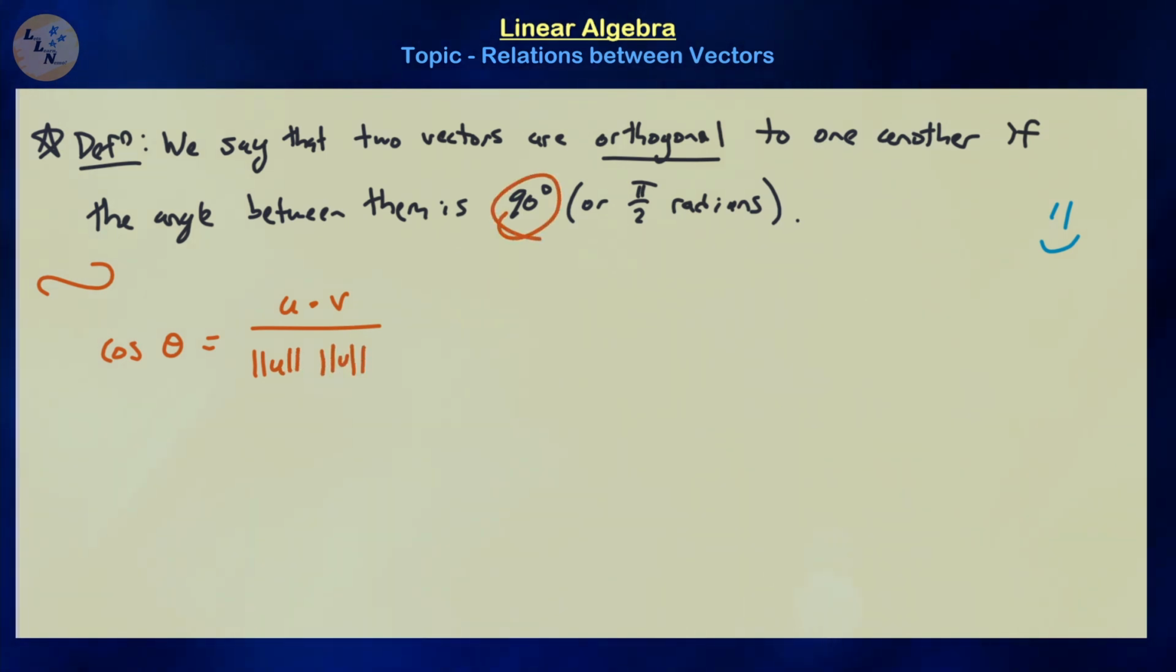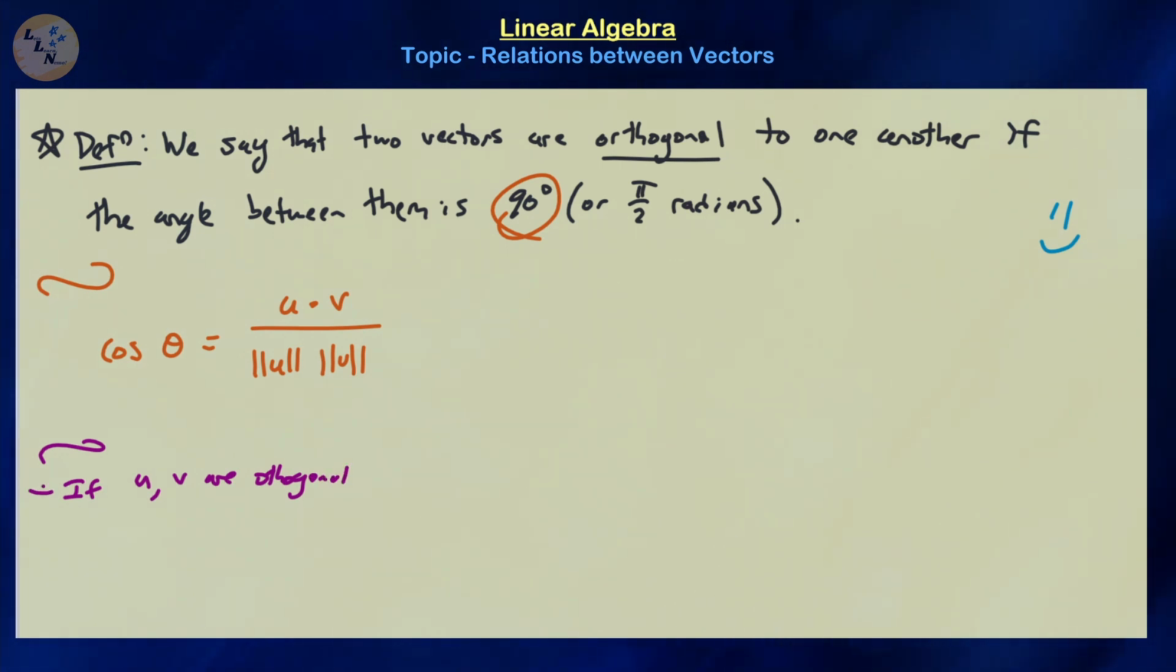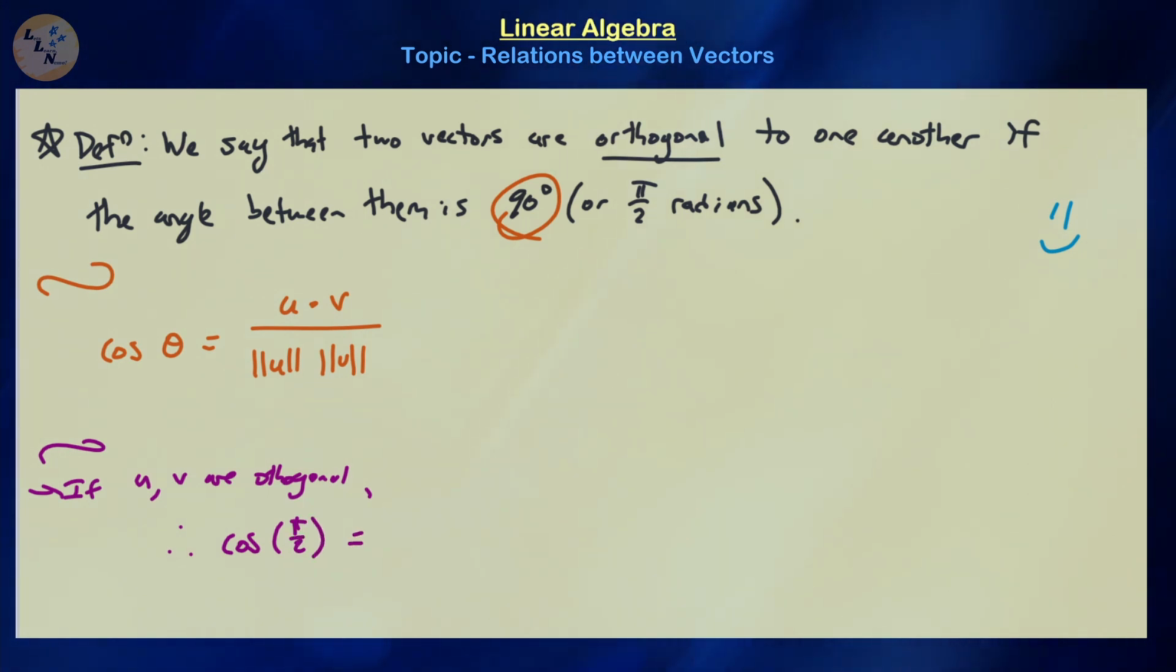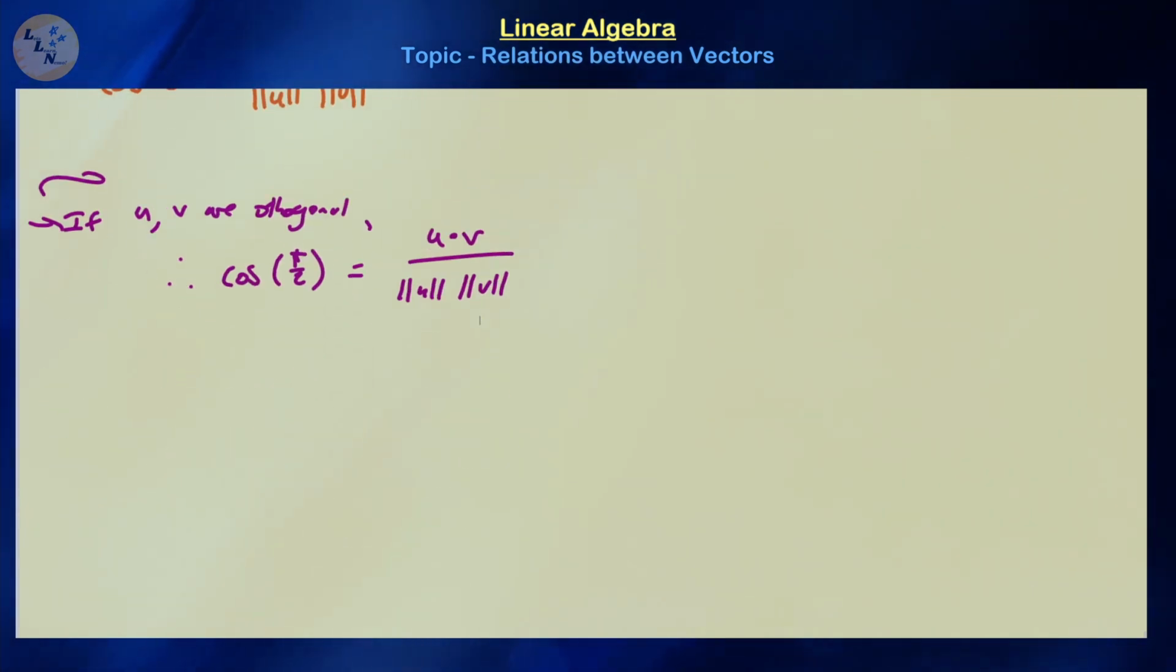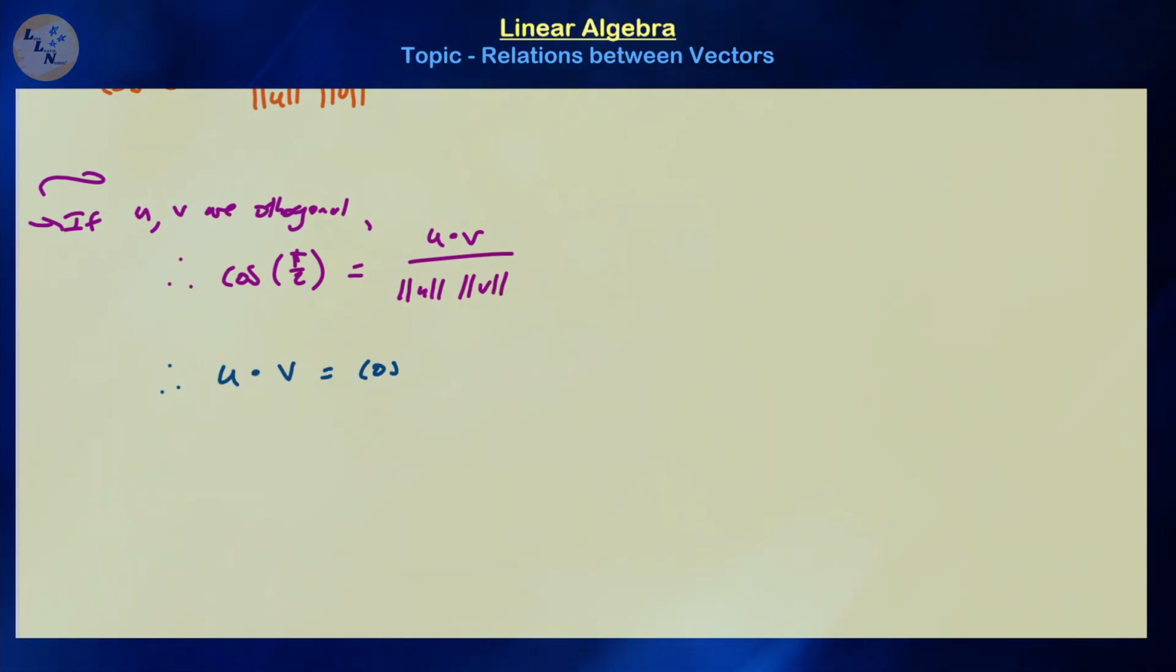So if theta is equal to 90 degrees, so if u and v are orthogonal, then we have what? That means the cosine of pi over 2 must be equal to u dot v divided by the norm of u times the norm of v. So what is this going to be equal to? I don't like fractions personally, so I'm just going to multiply both sides of this equation by the norm of u times the norm of v. That's going to give me that the dot product of u and v is equal to the cosine of pi over 2 times the norm of u times the norm of v.